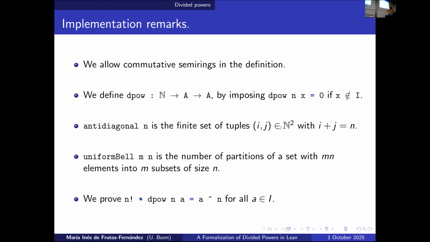Okay, and so I've already discussed most of this. I will just add that we proved that for every element a in the ideal, n factorial times gamma n of a is equal to a to the n.